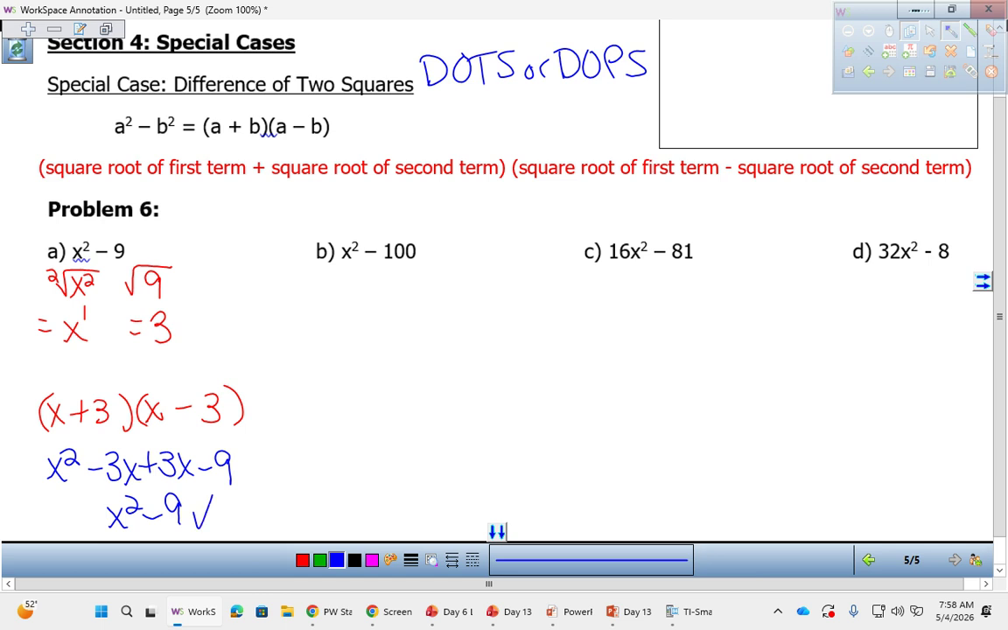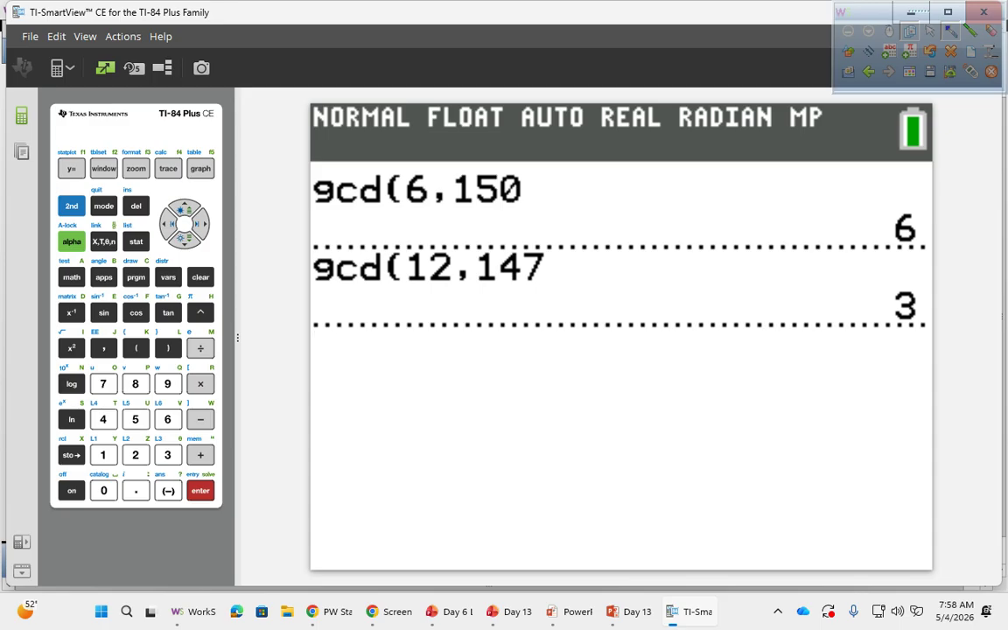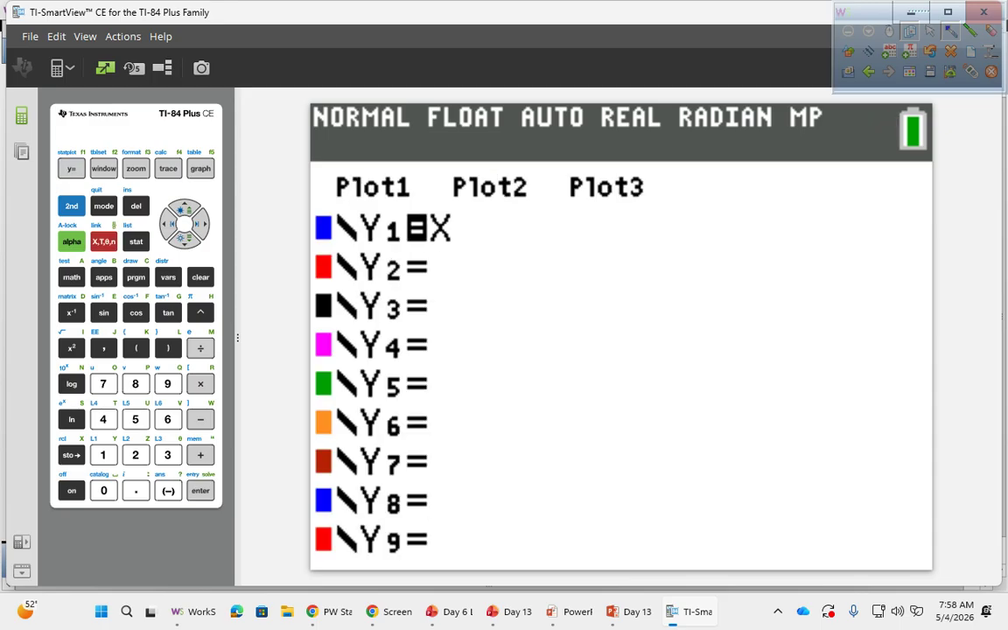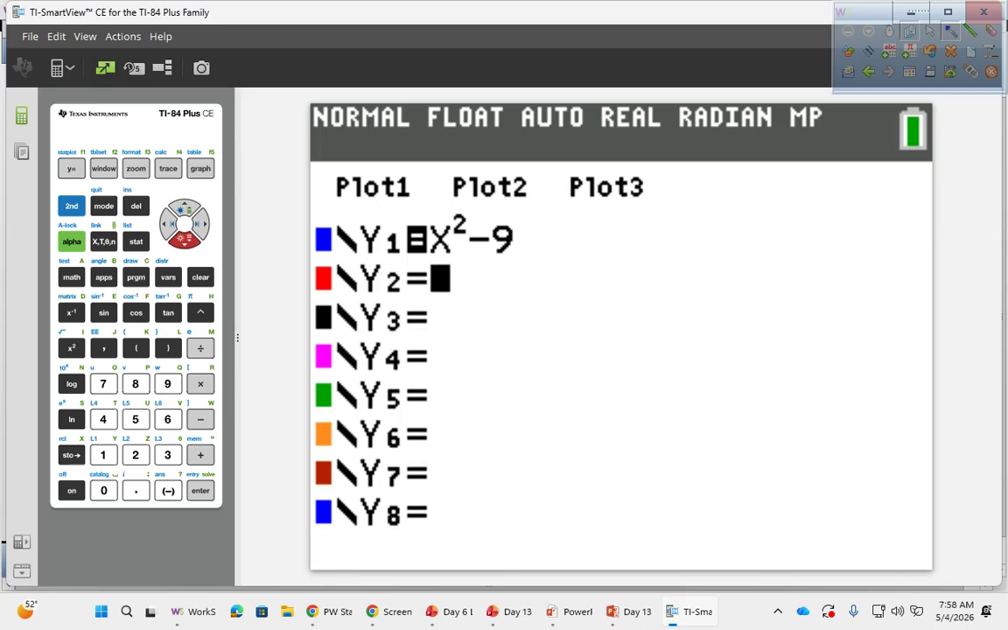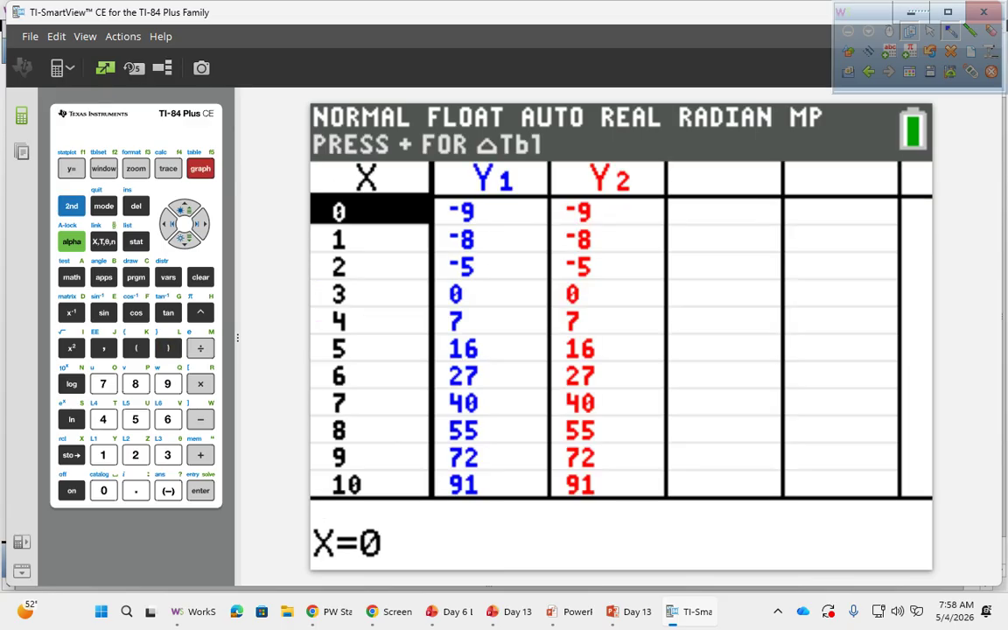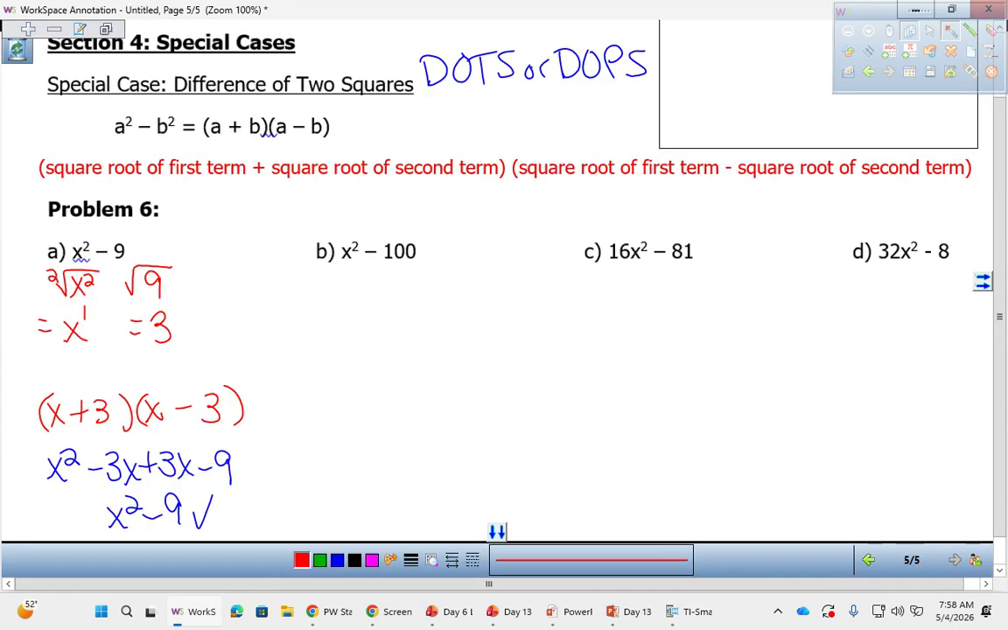The other way to check it would be to go to your y equals screen. X squared minus 9. X plus 3, x minus 3. This is the faster way, I think. And just make sure your tables match. So all of the same checking techniques that we had before. But this right here is called factored form. This is my solution.